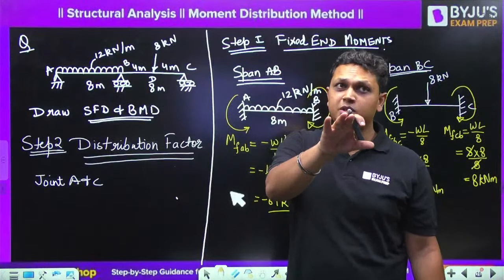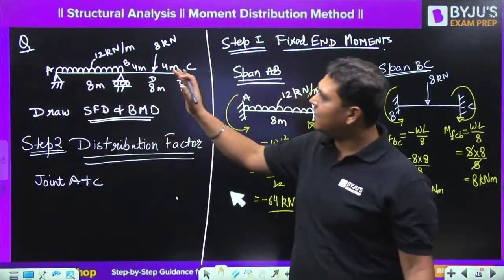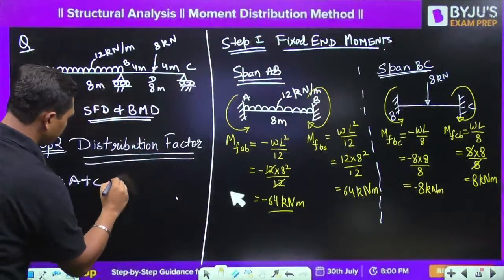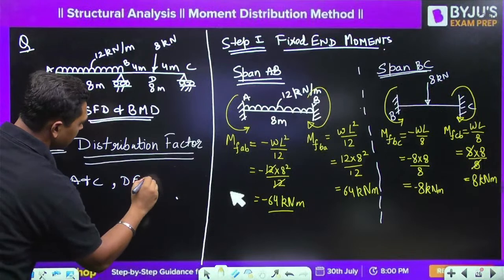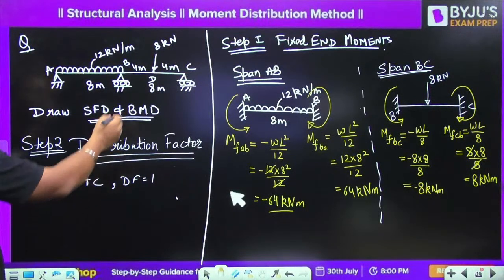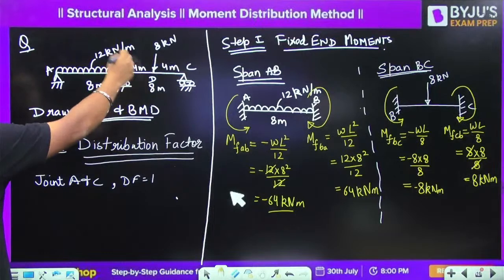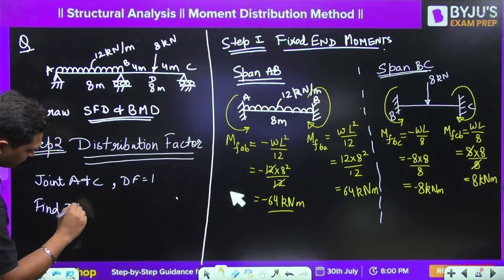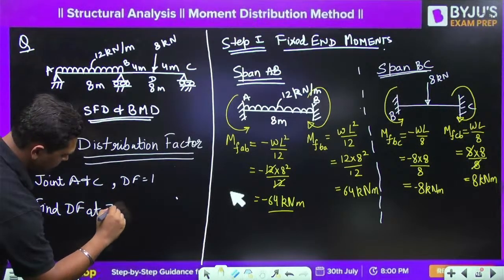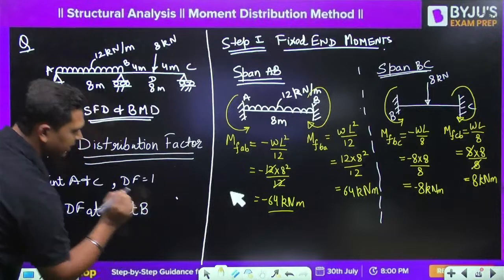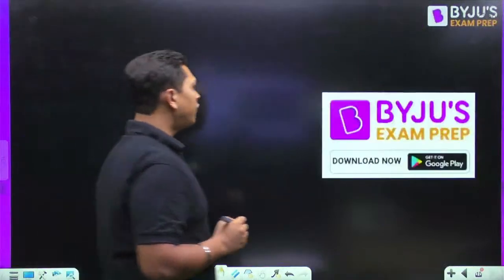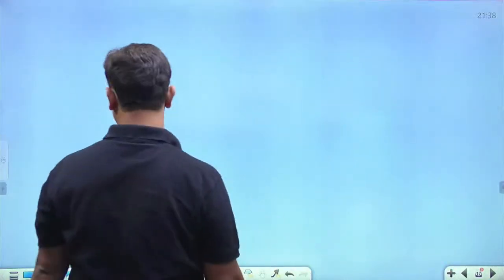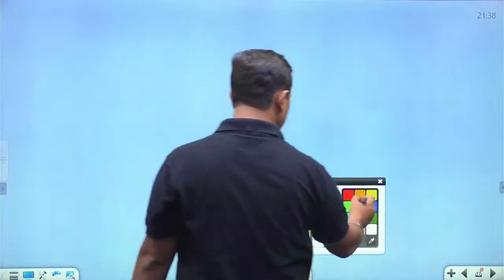So the distribution factor for joint A and joint C is equal to 1 only, right? So this is equal to 1 for these two. Now we have to find out the distribution factor at joint B. It is to be calculated now. In order to find this, all right, let me draw the diagram once again.